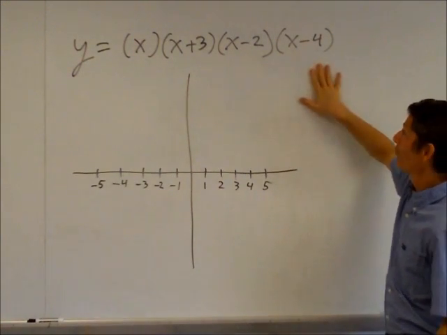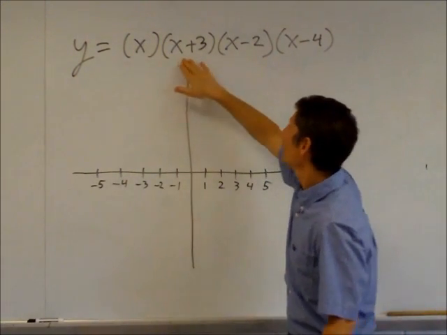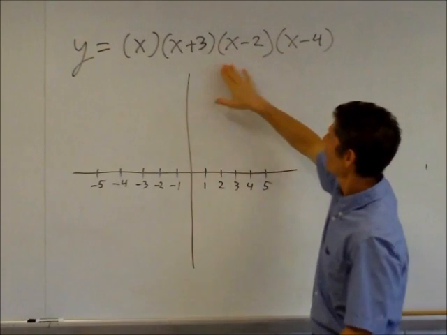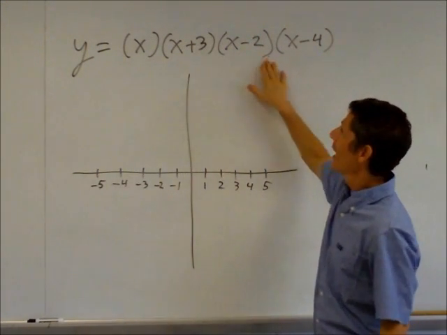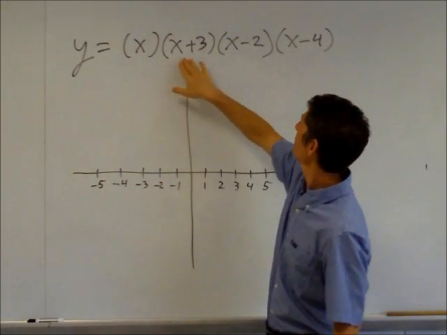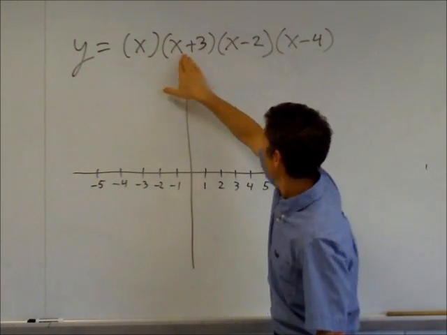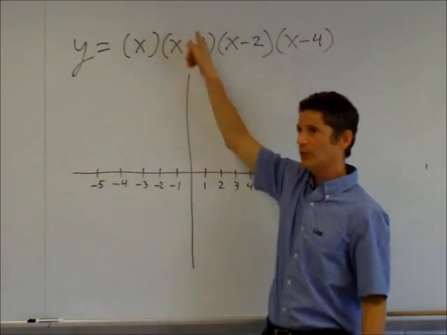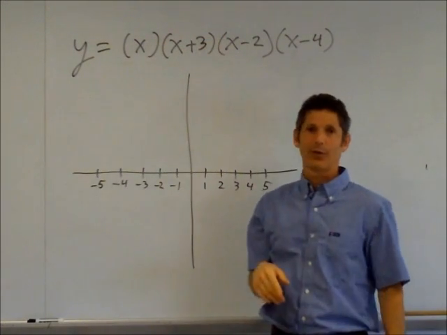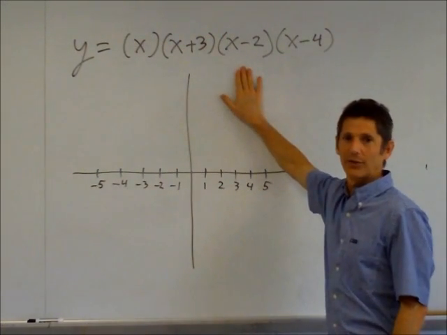Polynomial in factored form. Now, if I multiplied all of this out, it would be totally a pain. But if I multiplied all of this out, I would end up with a positive x to the fourth for the first term, right? x times x times x times x. And then I would have to do some crazy distributing and multiply the whole thing out. But I don't have to do that to graph it.